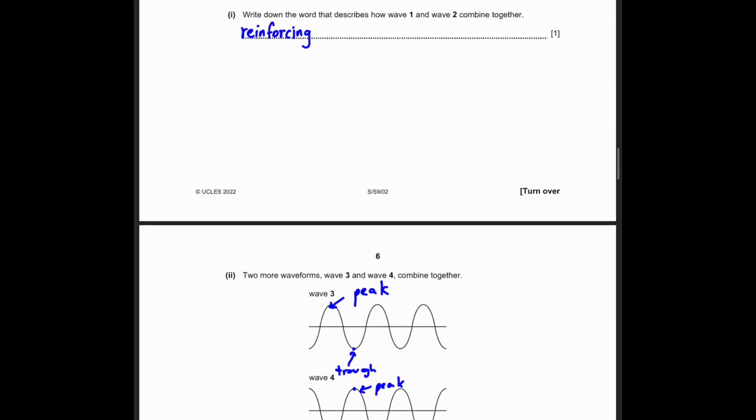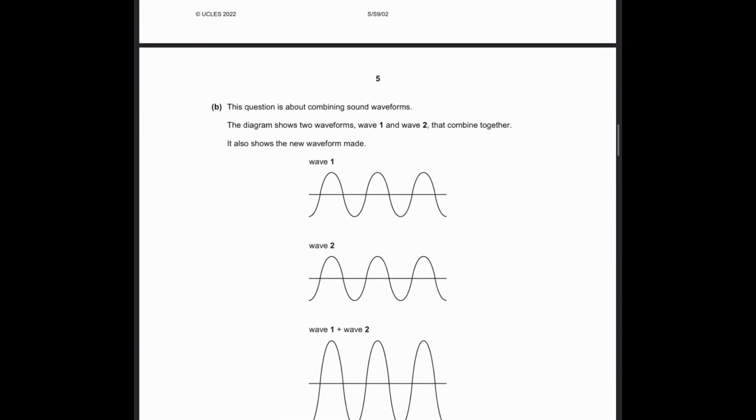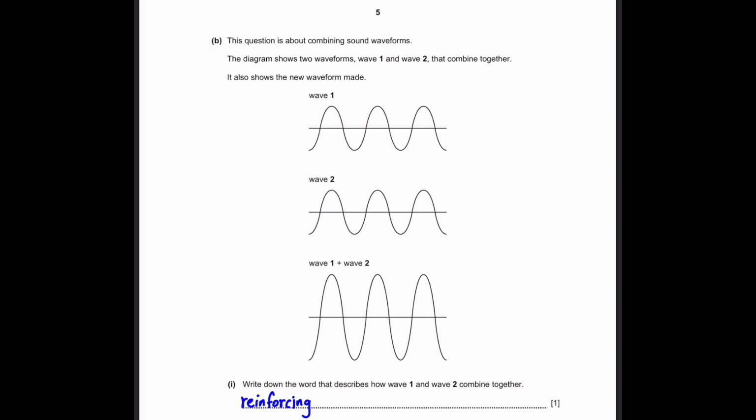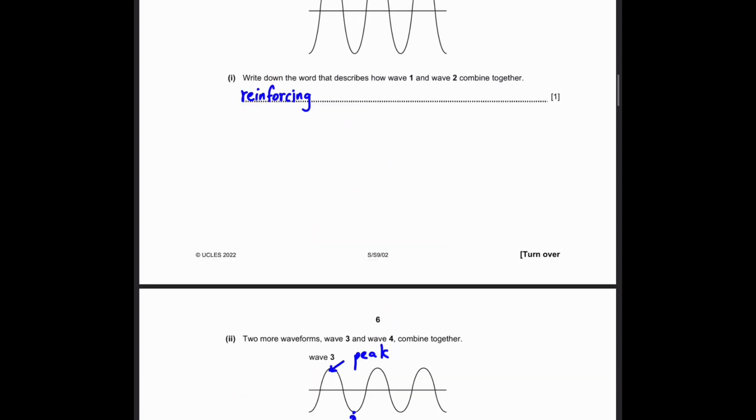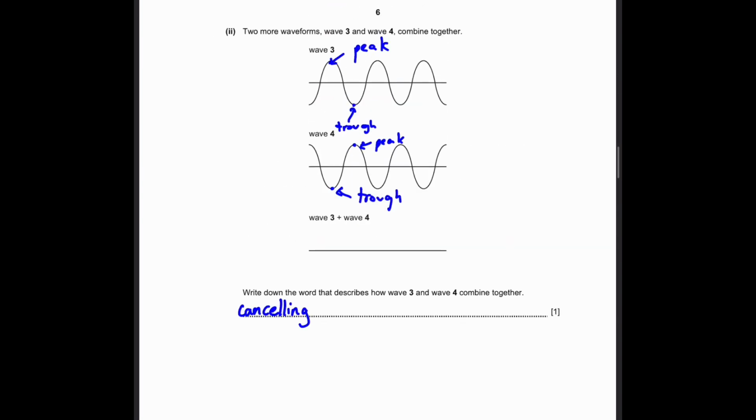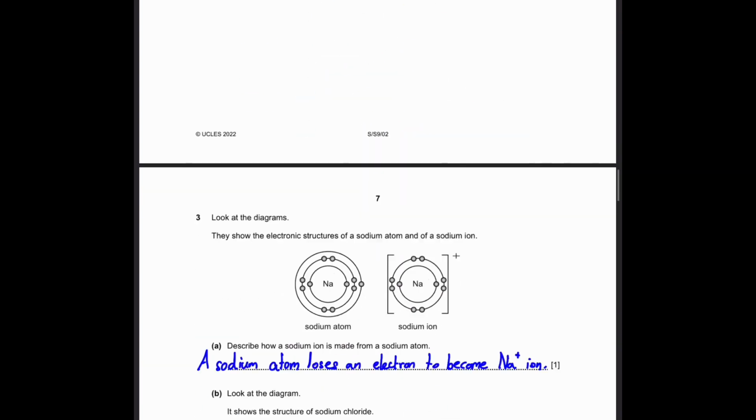By the way, why is it not canceling here in the first part? Why is it reinforcing? Because if you look, the peaks are both here. The peaks align up with each other, and for troughs, they also align up with each other. If this happens, then it reinforces. If, as given in the second part, the peak aligns with the trough, that means it cancels. Let's go to question 3.